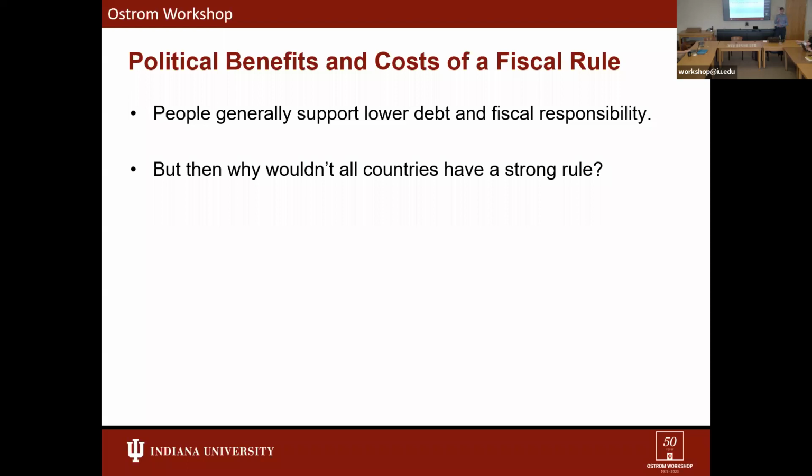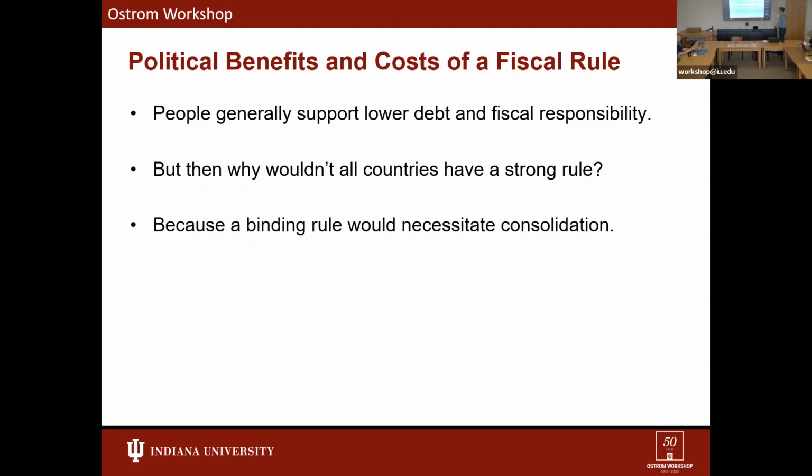Because if that's truly what citizens want, then why would politicians feel the need to build in loopholes to circumvent the rule if fiscal responsibility and lower debt is truly what citizens want? I argue that it's because a binding rule would necessitate consolidation. Say in the case of a deficit rule, if the deficit rule is binding and you have to lower your deficit to comply, in the standard framework, there are only two ways of doing that. It's either increasing tax revenues or lowering spending, both of which are not politically popular, and something that voters don't tend to like very much.